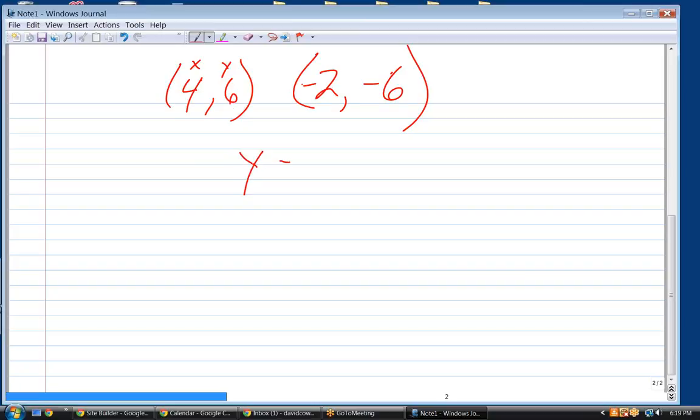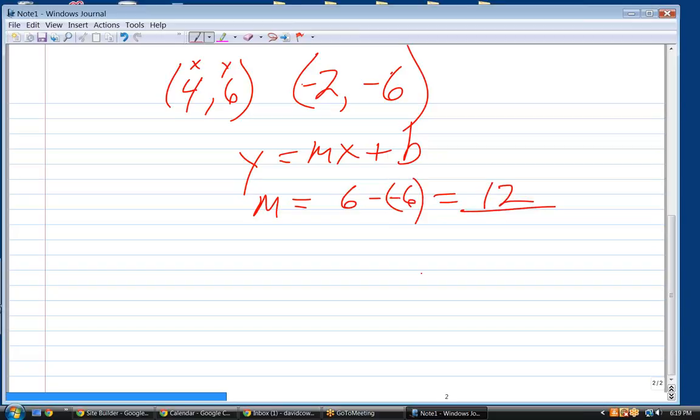So, if y equals mx plus b, to find the slope, you would do the rise over the run. So you would do 6 minus 6, which is 0. Oh, okay, 6 minus negative 6 is 12. Uh-huh. And then you do 4 minus negative 2, which would be 6. So your slope is 2.